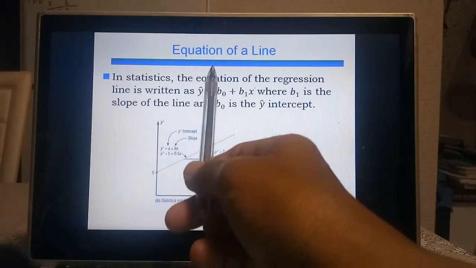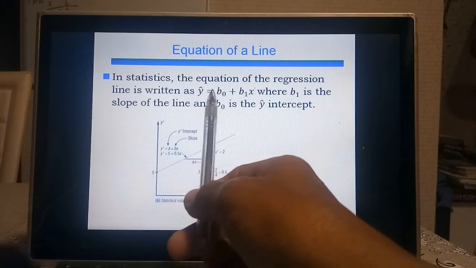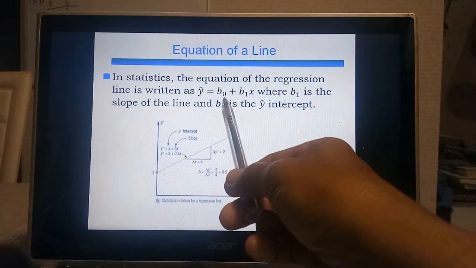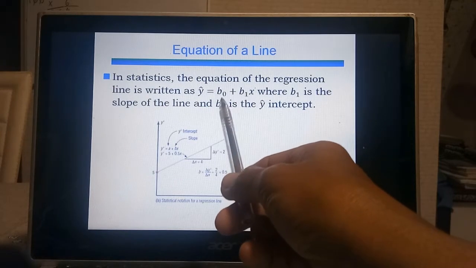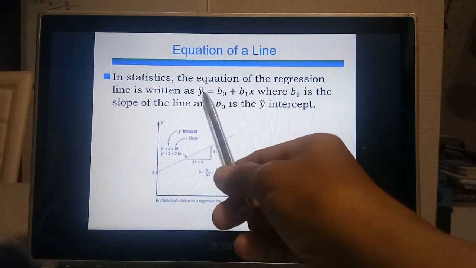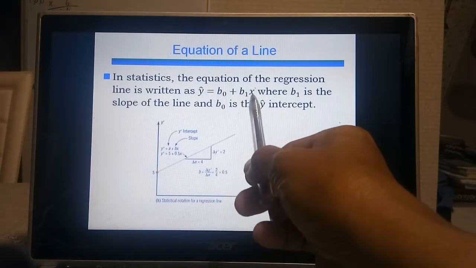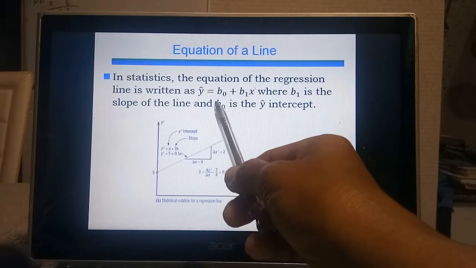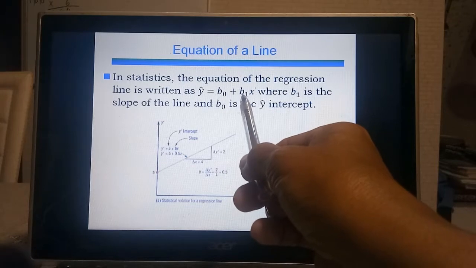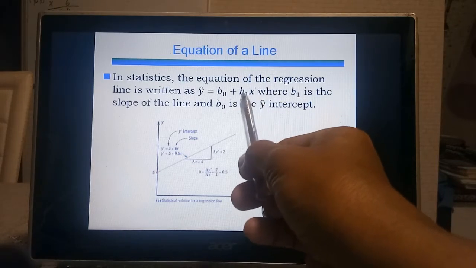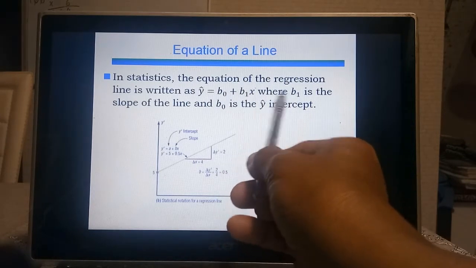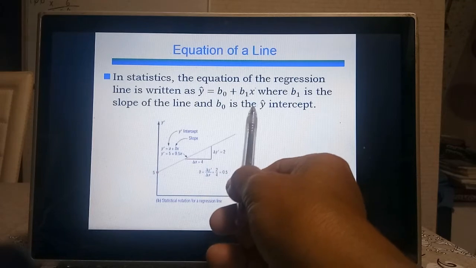The equation of a line. In statistics, the equation of the regression line is written as y equal to b0 plus b1x. So this is equal to a straight line equation, which is y equal to mx plus c. In a standard straight line equation, m is b1 in the regression line and c is b0, where b1 is the slope of the line and b0 is the y-intercept.